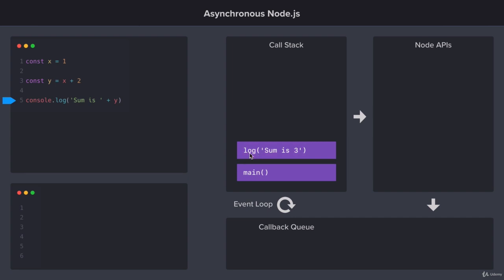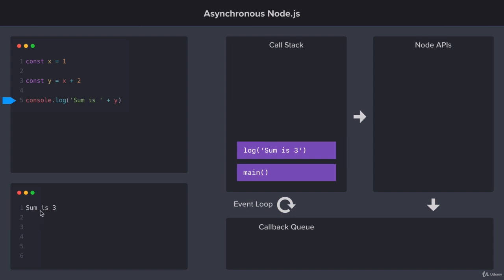Now, once log is dropped on, that's actually going to run and we are going to see our log show up. So in the console, we would get sum is 3 printing, and that's exactly what we would see if we ran the program. Now, when a function finishes by either running to the end or returning a value, it gets removed from the call stack since it's no longer executing.